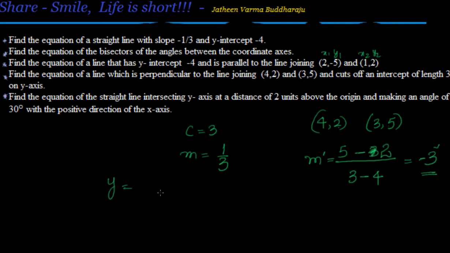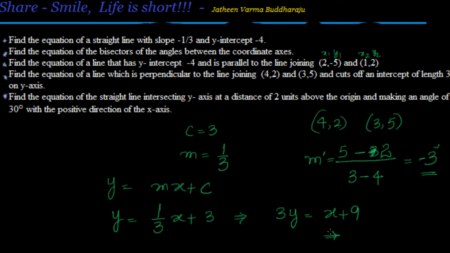Now we have m and c, so we can easily go ahead with the equation y equal to mx plus c. So y equal to 1 by 3 into x plus 3. This is nothing but 3y equal to x plus 9, or x minus 3y plus 9 equal to 0.